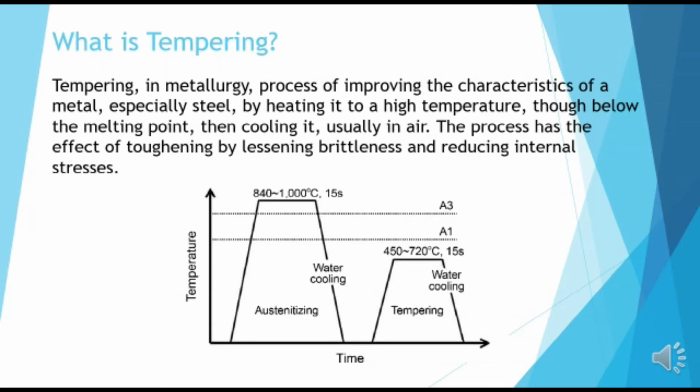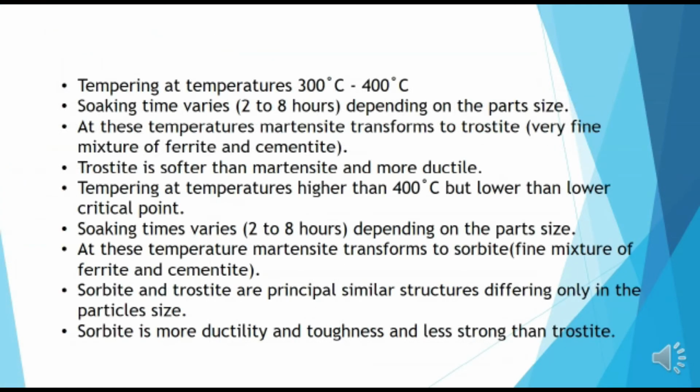So we have different types of hardness, as we can see on the next slide. Basically, tempering is done at a temperature of 300 degrees Celsius to 400 degrees Celsius, and the soaking time is about 2 to 8 hours depending on the part size. At these temperatures, martensite transforms to troostite. It is very fine, and troostite is softer than martensite and also more ductile.